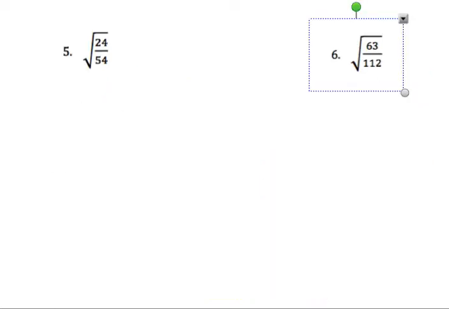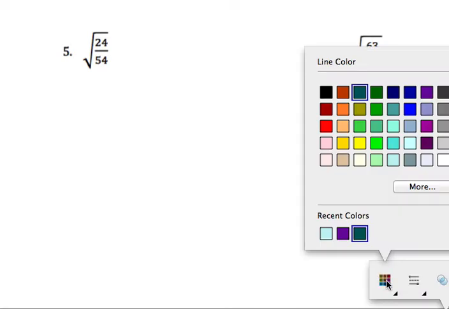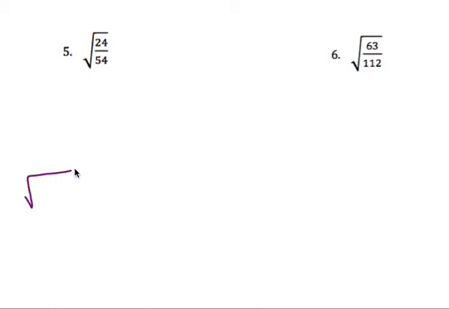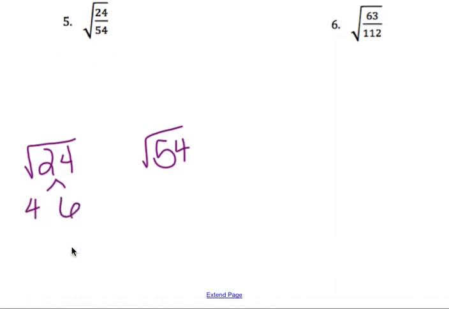So let's go ahead and let's take a look at number 5. So for number 5, in order to simplify this, we're going to have to break down each of those radicals. So what I'm going to do is I'm going to simplify the square root of 24, and I'm also going to simplify the square root of 54. My goal is to get leftover radicals that cancel. So things that multiply to 24. Well, I'm going to go ahead and use 4 and 6. And then I'm going to break down each of those into 2 and 2, and 2 and 3.